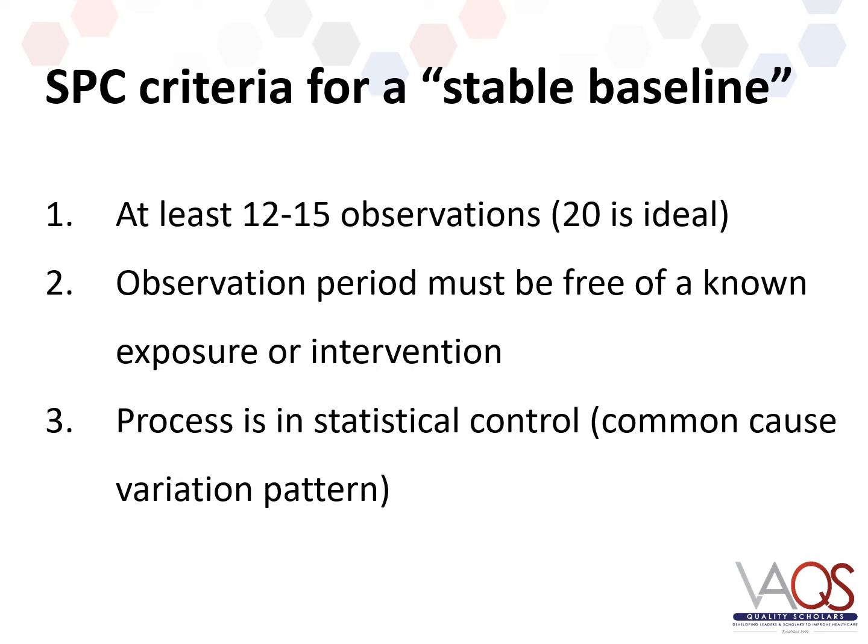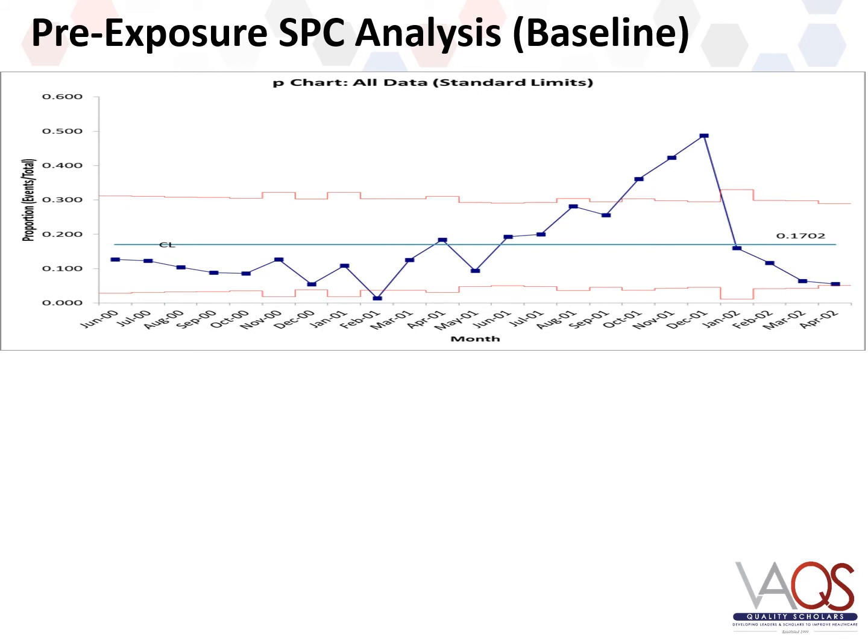Second, the observation or baseline period must be free of a known exposure or intervention. And third, the process must be in statistical control or evidence common cause variation. Now let's apply these criteria to the case study, pulling forward the standard SPC analysis from previous.